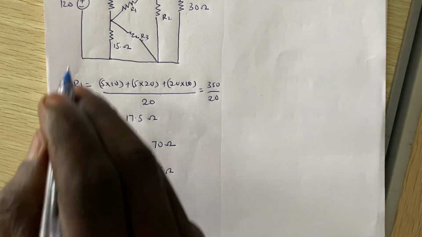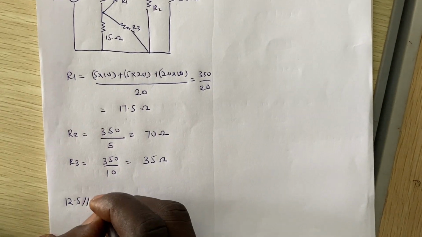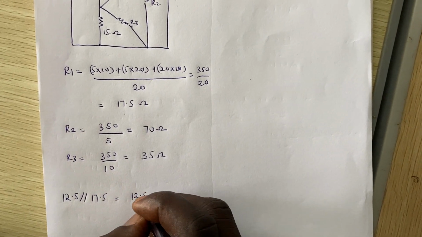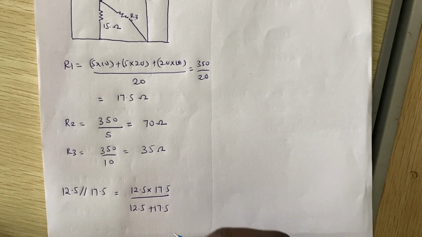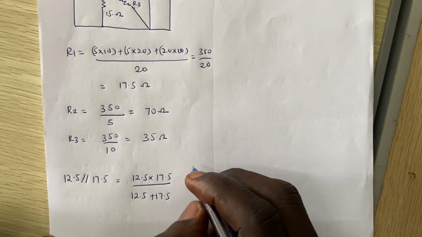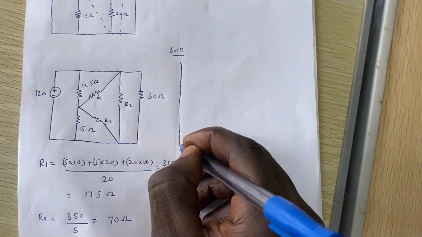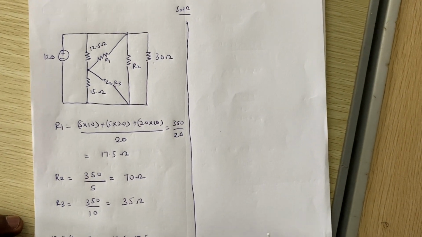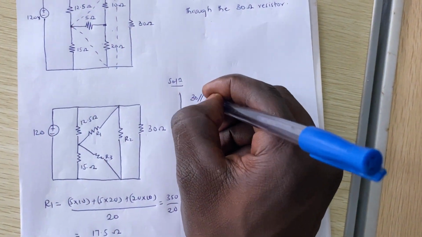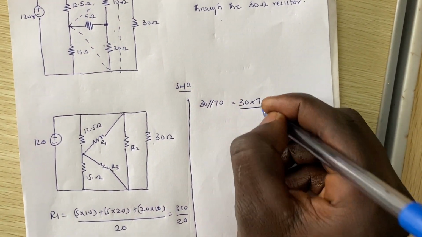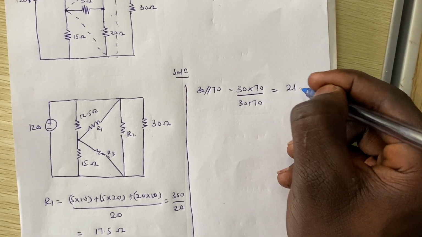So in order to find that, we can find the 12.5 is parallel to R1, and R1 is 17.5, right? And then our answer is going to be 12.5 times 17.5 all over 12.5 plus 17.5, right? Then it's going to give us 7.29 ohms, right? That same way, we can also find for the 30 and then the 70, right? So we know that 30 is parallel to 70. Getting 30 times 70 over 30 plus 70, right? And our answer is going to give us 21 ohms.